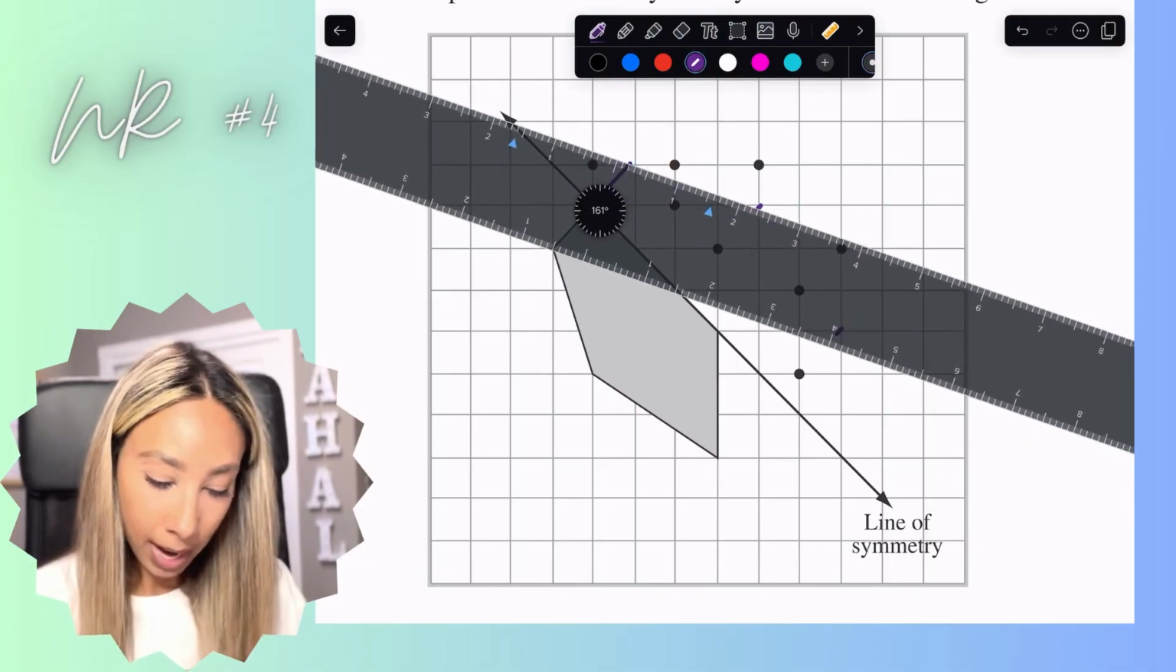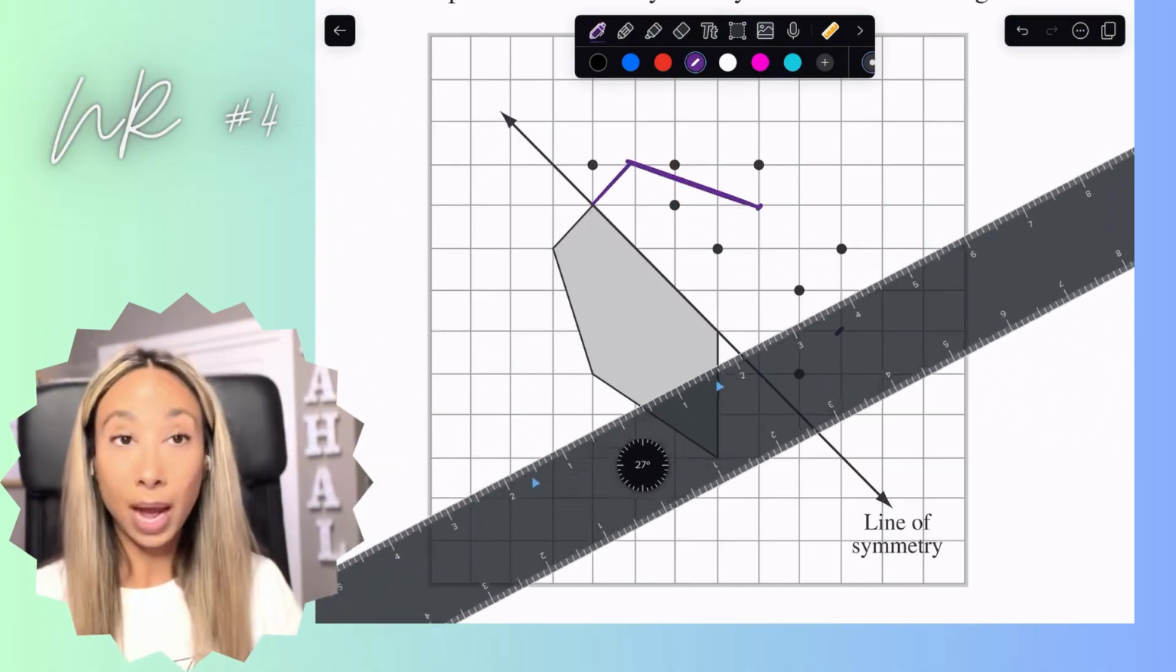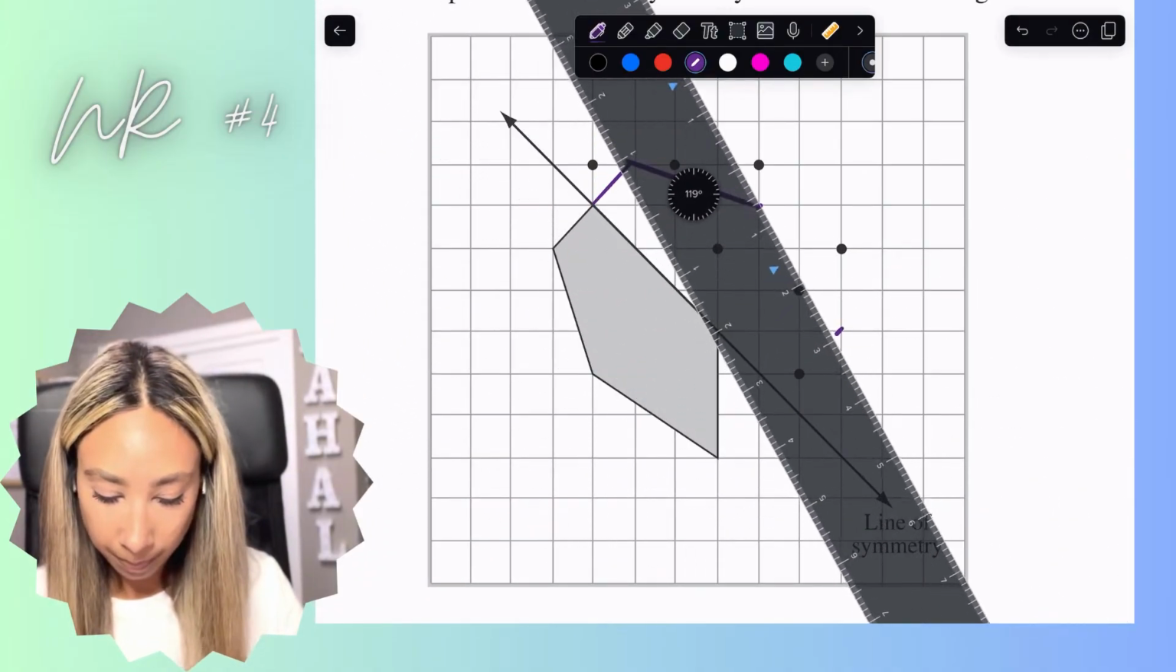Now, on your test, you might not have a ruler, and that's okay. You'll just do your best. They are designed to be done without a ruler from my understanding.